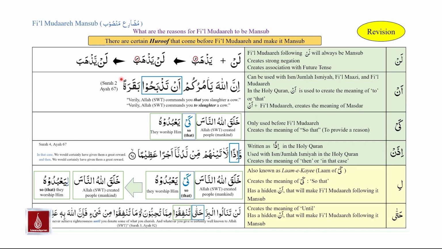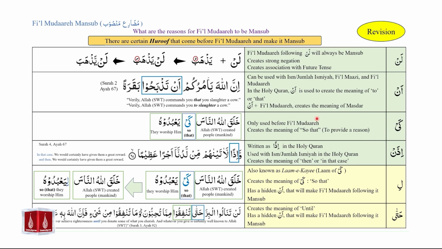We have an example from Surah 2, ayah number 67. Verily, Allah subhanahu wa ta'ala commands you that you slaughter a cow. Or, verily, Allah subhanahu wa ta'ala commands you to slaughter a cow. The meaning of to slaughter is being created by an tazbahu. An is the harf that is making this fi'il mudare mansub, and an is bringing out the meaning of masdar, to slaughter.